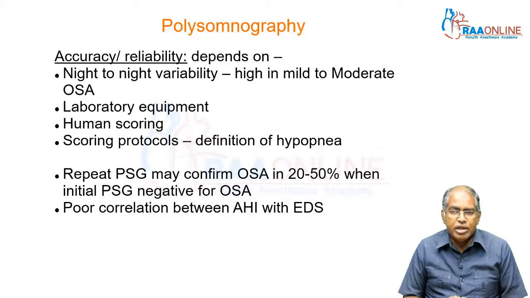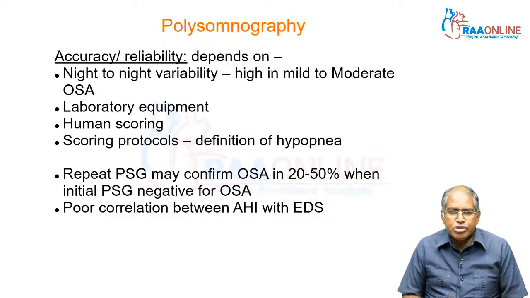If you do the test the very next night, they might have an AHI high enough to be called obstructive sleep apnea. There is also a difference in reliability of the lab equipment. There is also the reliability of how experienced the person doing the scoring is, and also the scoring protocols which have been used. There are different definitions for hypopnea, like hypopnea recommended by AASM and hypopnea acceptable again by AASM. So, it is important to know what protocol the lab uses to define hypopnea before you can interpret the report.